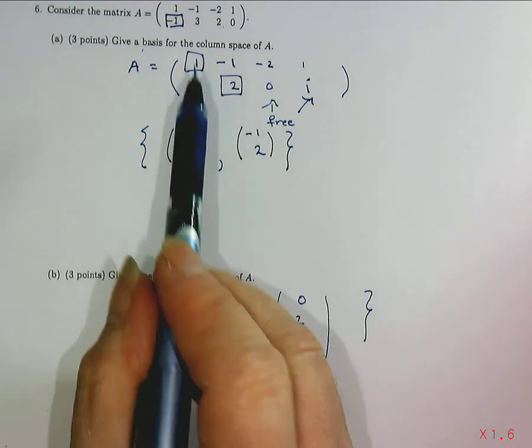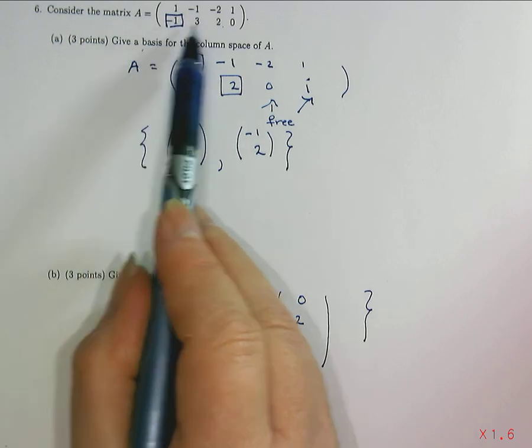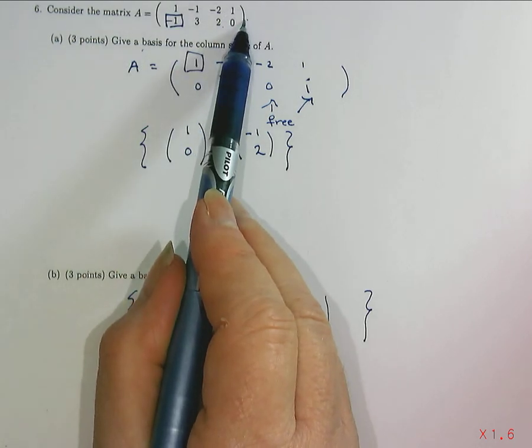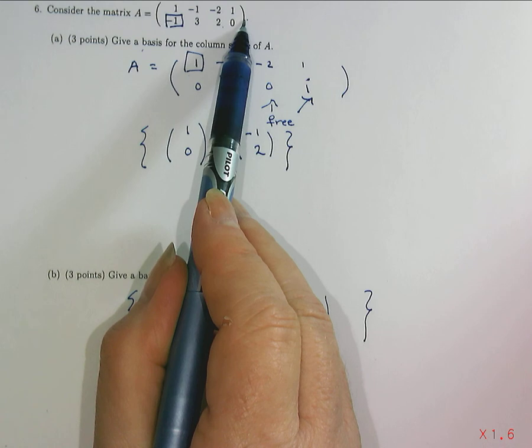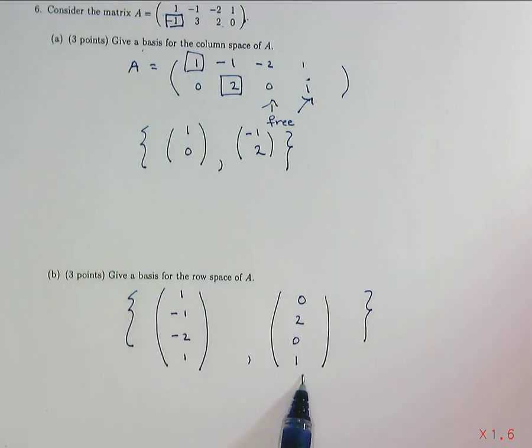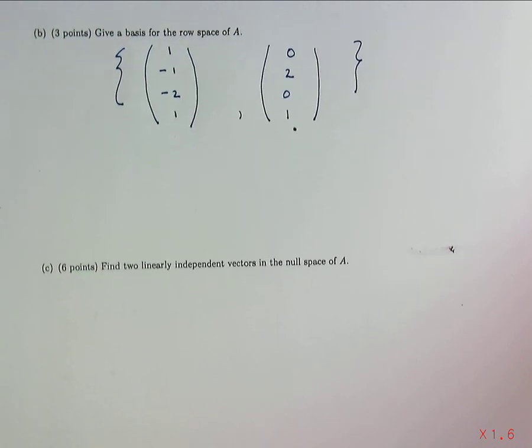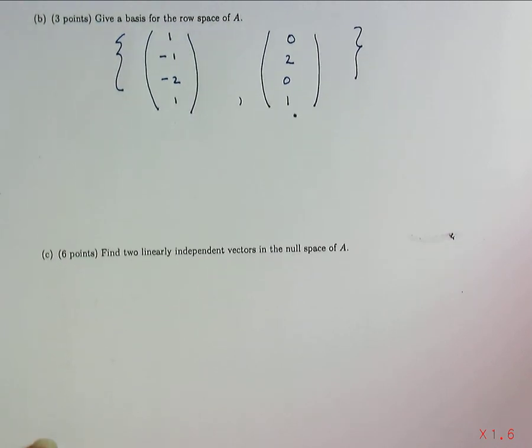If we recognize that the rows in A were linearly independent, we could actually have used the original rows also to describe a basis for the row space of A. But we can read another basis from the row echelon form of A. Now, we want to find 2 linearly independent vectors in the null space of A.